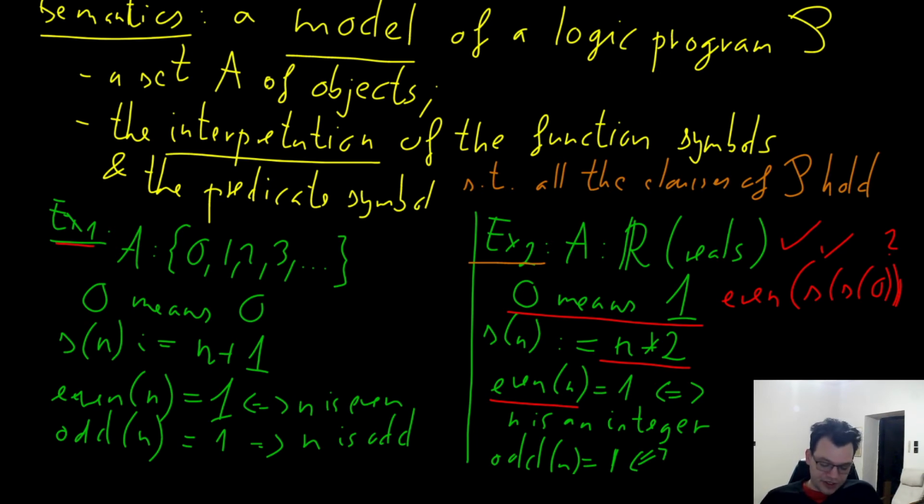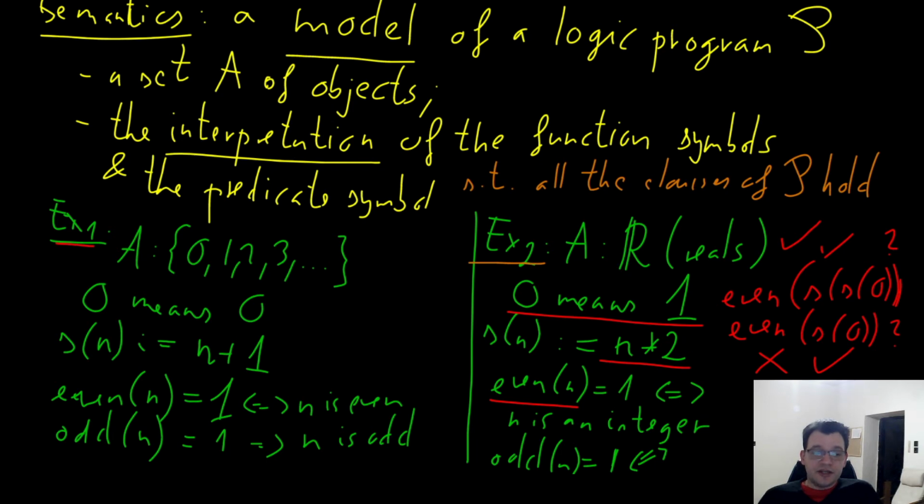But what happens if I ask whether even of s of 0 holds? In the first case, it asks whether the successor of 0, which is 1, is an even number. No, it's not an even number. So in the first model, the prolog engine should say no. In the second model, 0 is 1, s of 0 is 2 times 1, which is 2, and the question is whether 2 is an integer. Yes, it is.